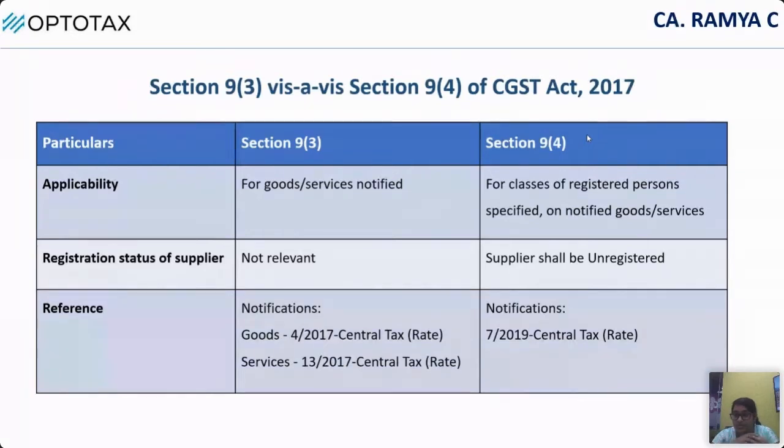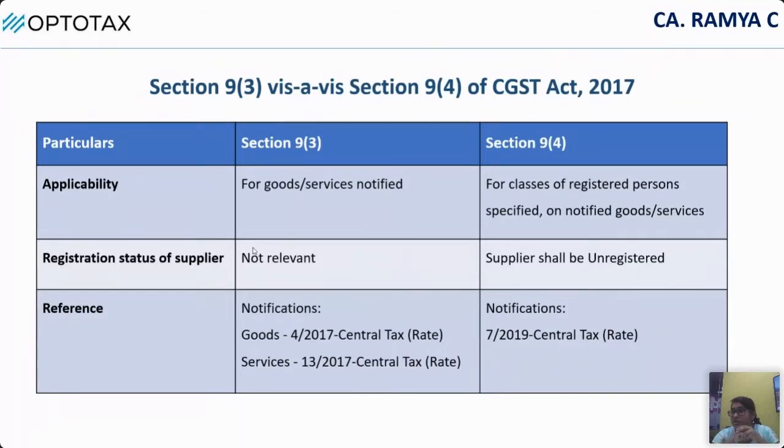So it's a question to the audience. So section 9.3 will be applicable or section 9.4? So please provide all your answers in the chat. It should be a very interactive webinar. So in case the GTA is unregistered, it will come in 9.3 or 9.4.